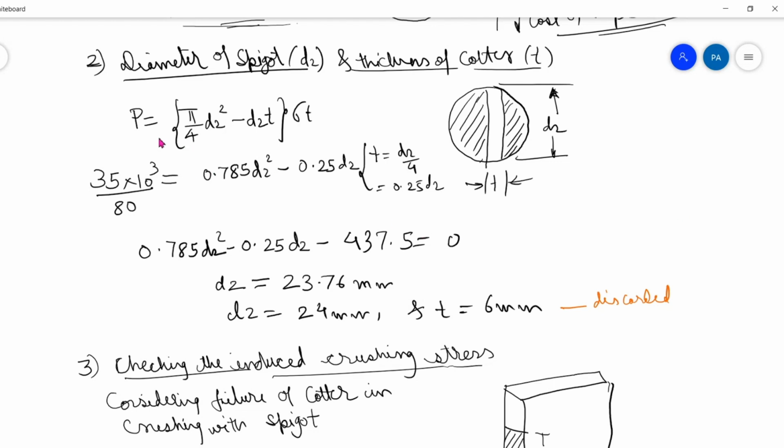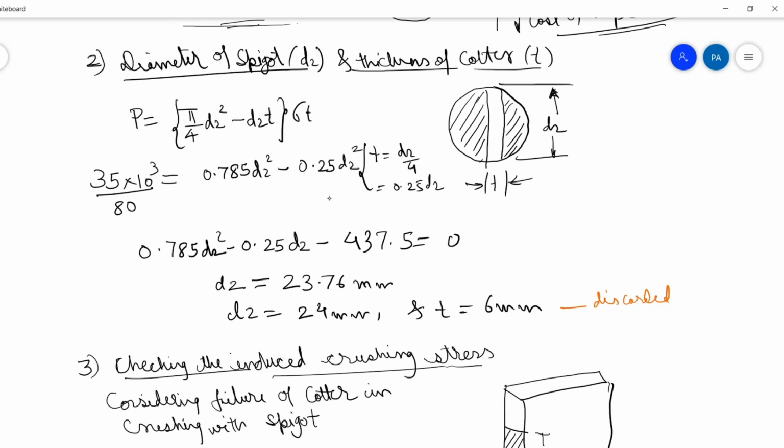See, I will explain this. This is pi by 4 d2 square, that is 0.785 d2 square, correct? Yes. Minus d2 into t. t is taken as how much? d2 by 4. d2 by 4 is how much? 0.25. So 0.25 into d2, correct? But, sir, t is equal to d2 by 4, so 0.25 d2 is the value of t, and there is also the term d2. So it becomes d2 into 0.25 d2, so it should be 0.25 d2 square, na? Yes, correct. This should be d2 square, correct. Okay, this is correct.